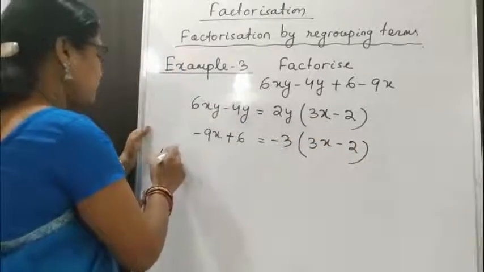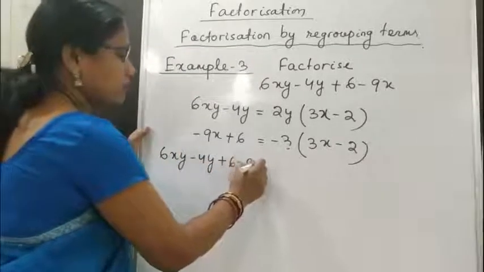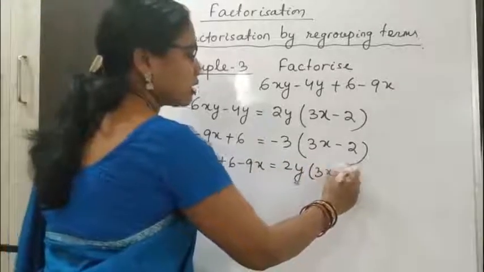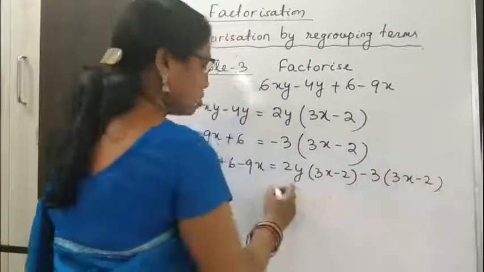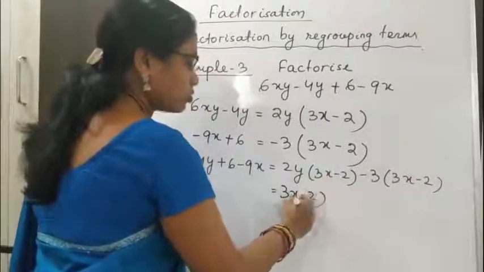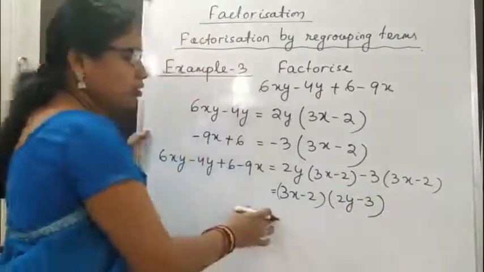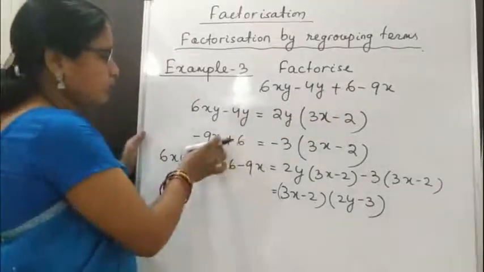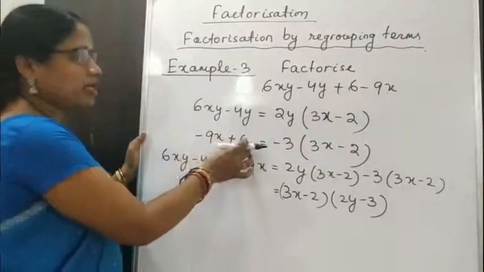So we can write 6xy minus 4y plus 6 minus 9x is equal to 2y whole into 3x minus 2 minus 3 into 3x minus 2. So this is equal to, again 3x minus 2 is the common factor, 3x minus 2 into 2y minus 3. This is the factorization of this algebraic expression. Here we regrouped: 6 minus 9x was there, so we have to regroup it as minus 9x plus 6.